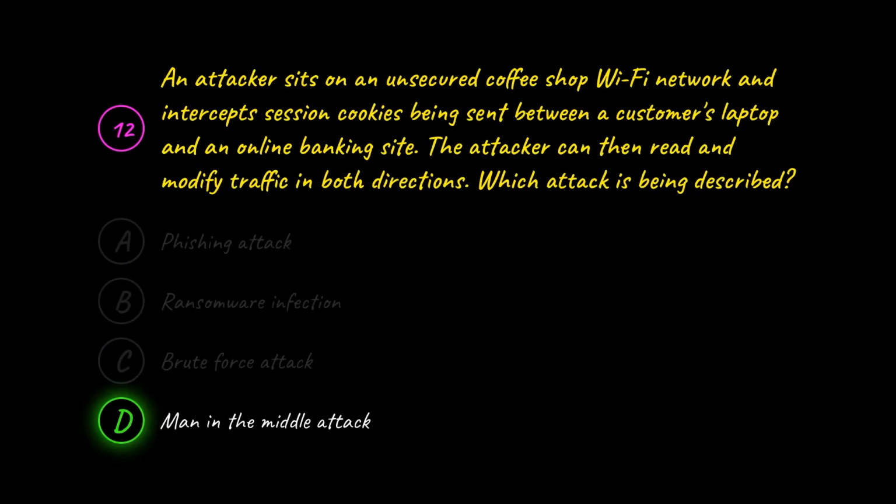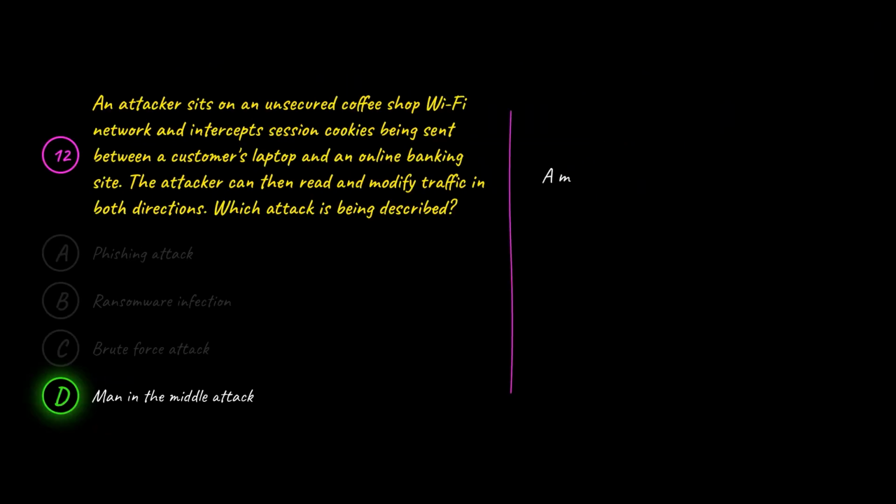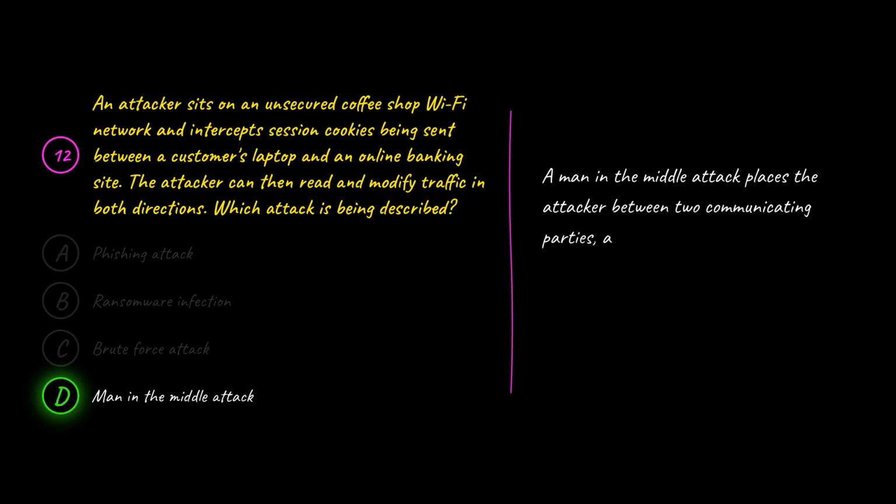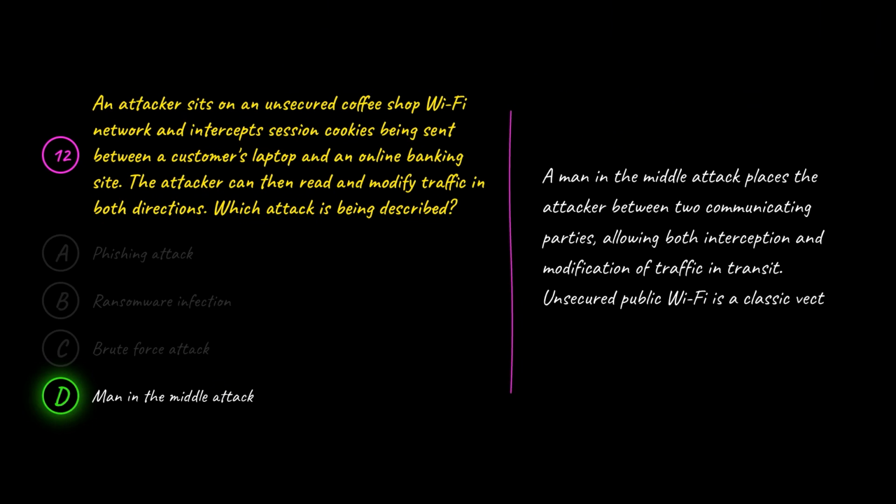The correct answer is D. Man-in-the-middle attack. D is correct because a man-in-the-middle attack places the attacker between two communicating parties, allowing both interception and modification of traffic in transit. Unsecured public Wi-Fi is a classic vector for this attack.